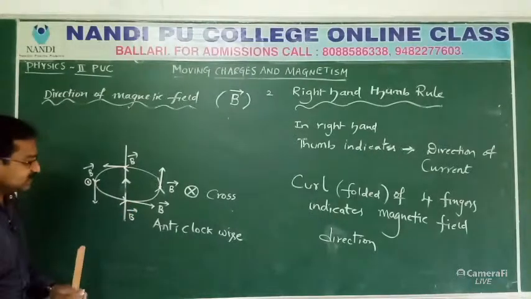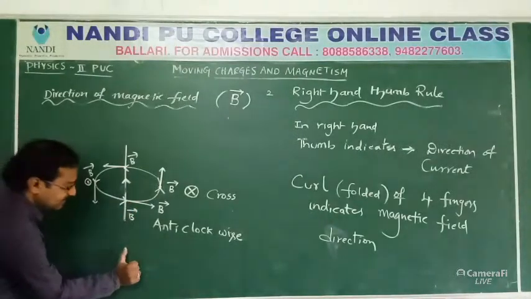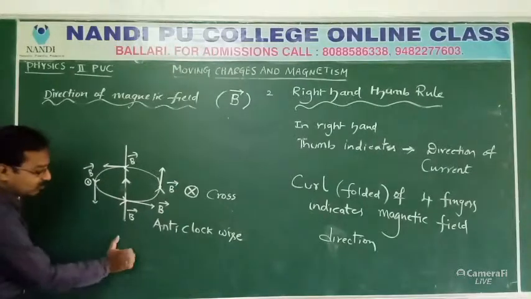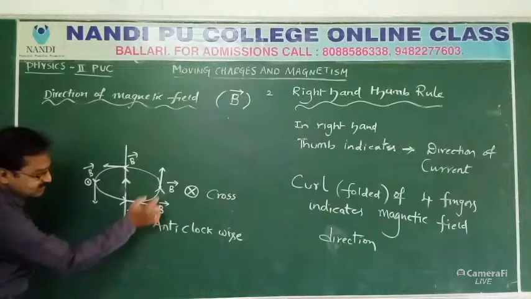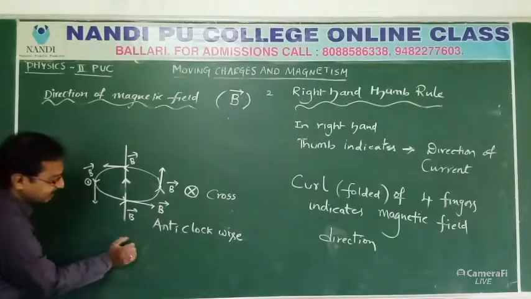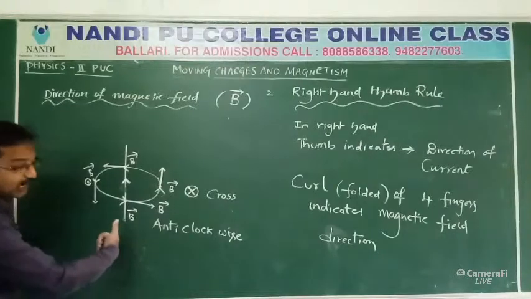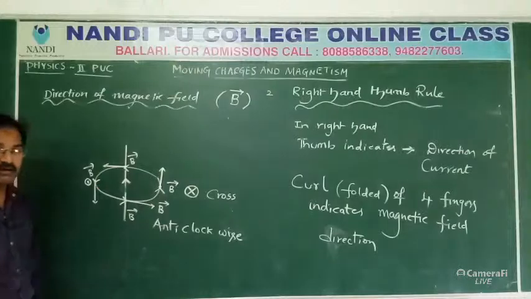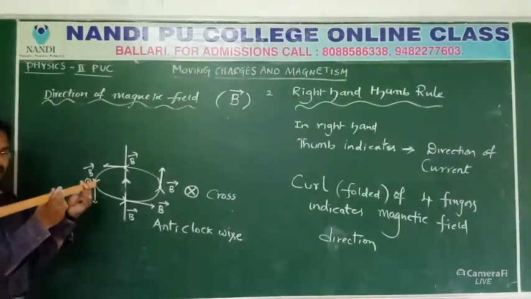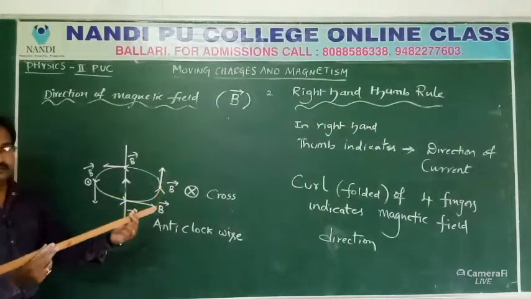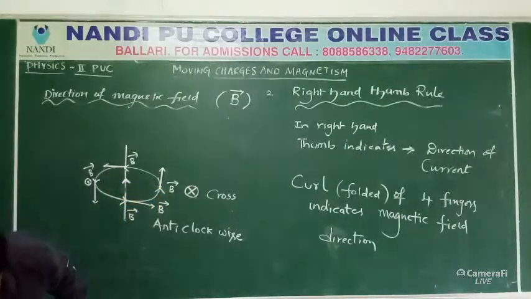Okay, children. See, if current is parallel to the plane of the board, then at this point, the field is into the board. At this point, the field is out of the board, and here it is tangents. All are tangents. See, at this point it is outer. At this point it is in. And one more example I will give.